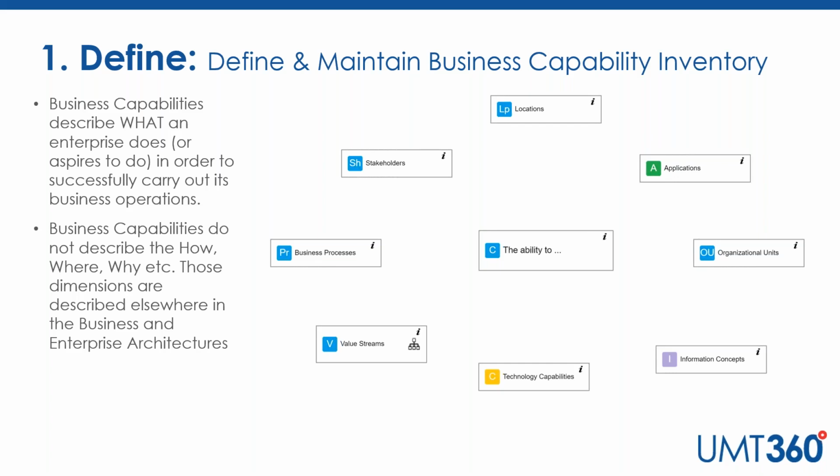So in the business architecture domain, for example, we talk about stakeholders and value streams and organizational structure. Lower down the tree, you have business processes, which define the detail of how something is done. You may be interested in locations, where work is done.